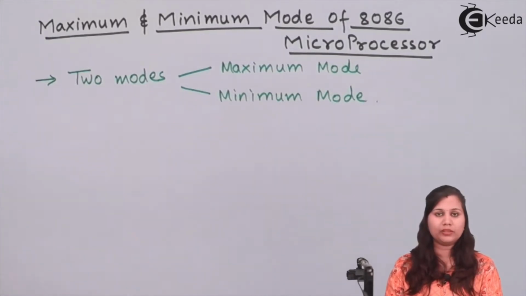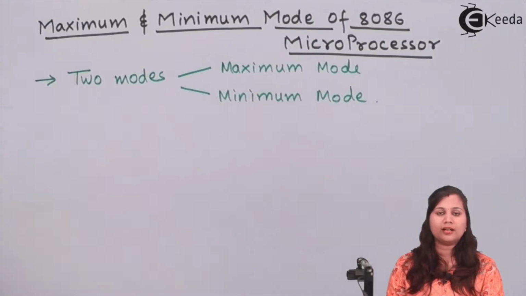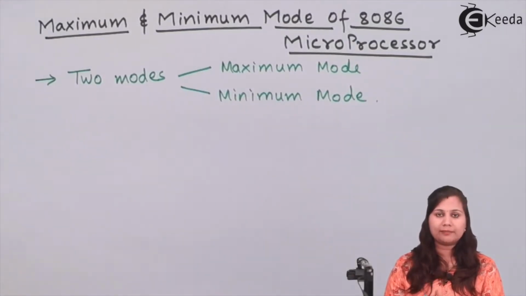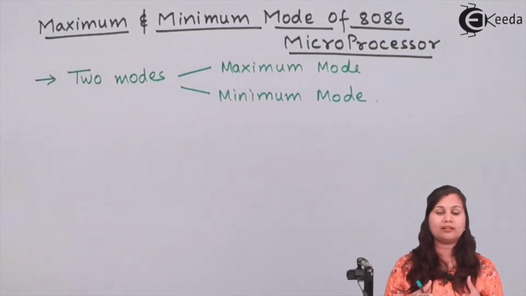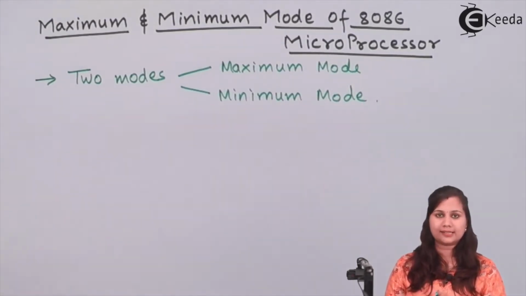In the minimum mode, the 8086 microprocessor derives the status signals and provides all the control signals to the devices which are present in the system. So in the minimum mode, there is only a single processor, the 8086 microprocessor, and that will be the master because it is providing the control signals to the various other devices in the system.